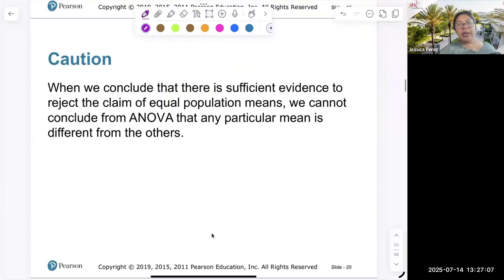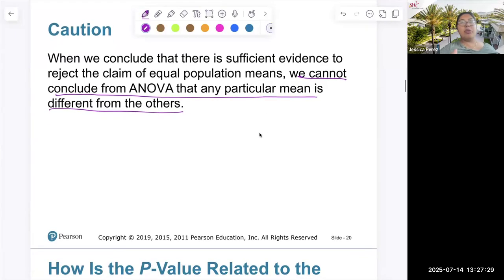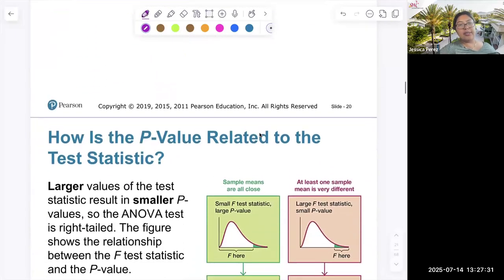So what is the caution? When we conclude that there is sufficient evidence to reject the claim, we cannot conclude from ANOVA that any particular mean is different from the others. So even though we support the claim that the population means are not all equal, ANOVA doesn't tell us which particular mean is different. We can't identify which one it is.